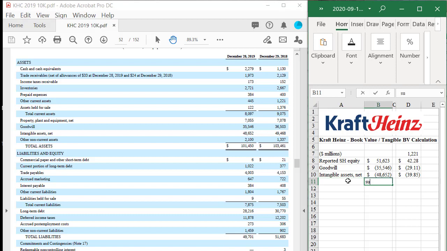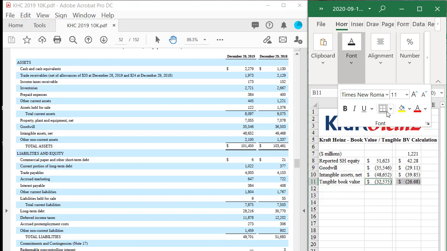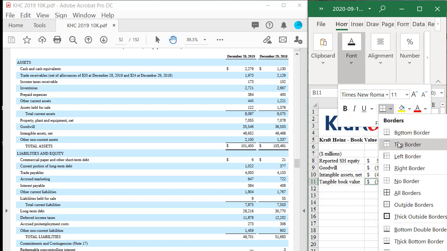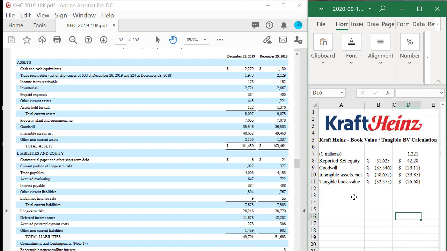the tangible book value, which in the case of Heinz is actually negative. And we'll talk about in a minute whether that's good, bad, or indifferent. So that's the straightforward calculation.